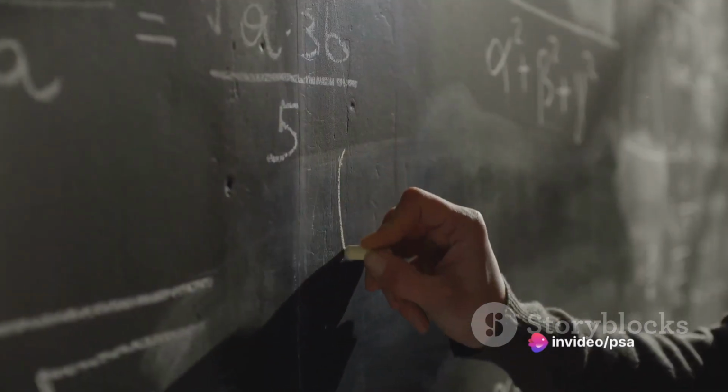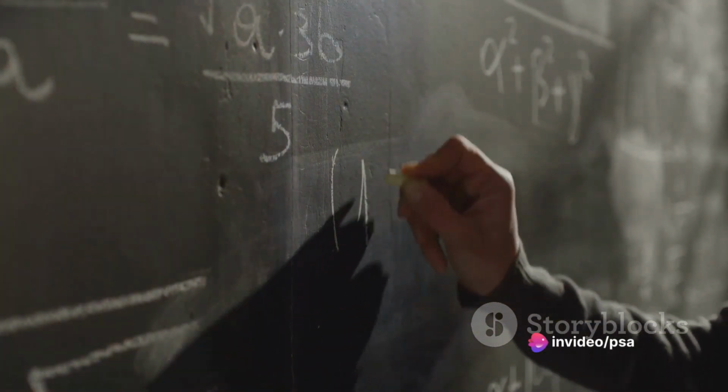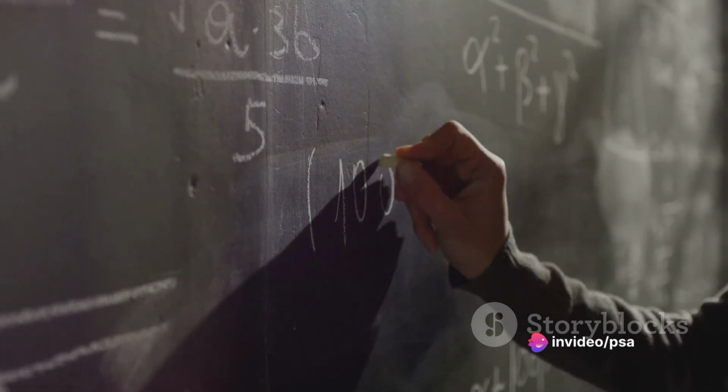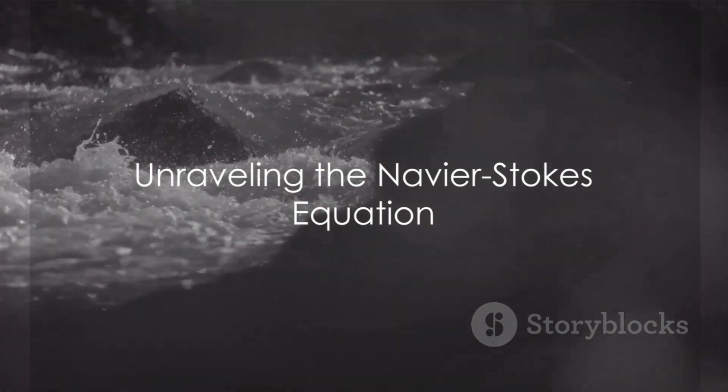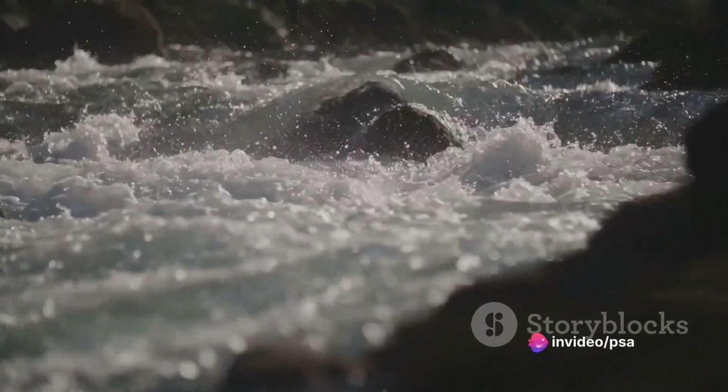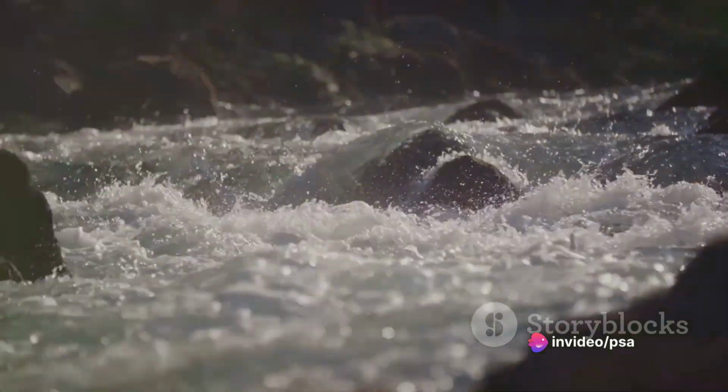The key to unraveling these mysteries lies in a complex mathematical equation known as the Navier-Stokes equation. The Navier-Stokes equation is a mathematical tool that helps us predict and understand fluid behavior. It's like a language of fluid dynamics, each symbol whispering secrets about the dance of liquids and gases. Let's start by introducing the equation itself. ∂v/∂t + (v·∇)v = −∇p + ν∇²v.